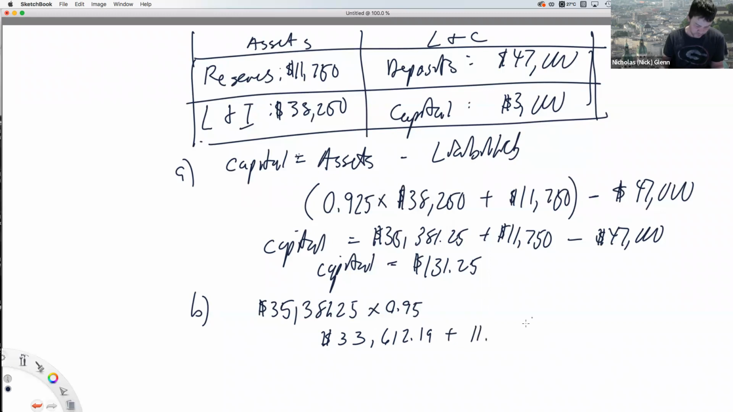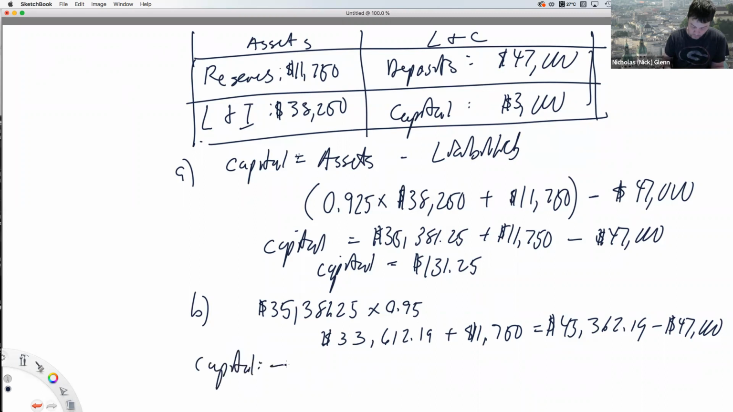And to see what the total assets are, we need to add back in our reserves. This will give us a total of 45,362.19. So if we subtract 47,000 from that, it's going to be negative. Capital is going to be negative 1,637.81.